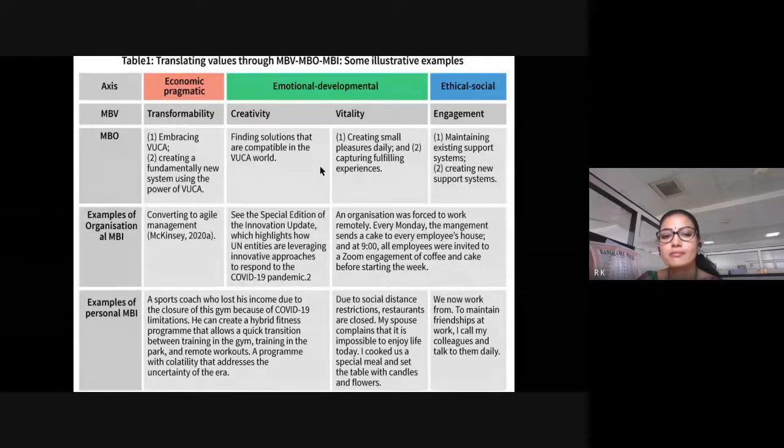I've given a few examples. Say, for example, a sports coach who has lost his income due to the closure of the gym. We all came forward to help him out. This is one thing my organization has done. And say somebody is not aware of how to take online sessions. We can help them out. In an economic way, an emotional way, an ethical and social way, we need to help each other.